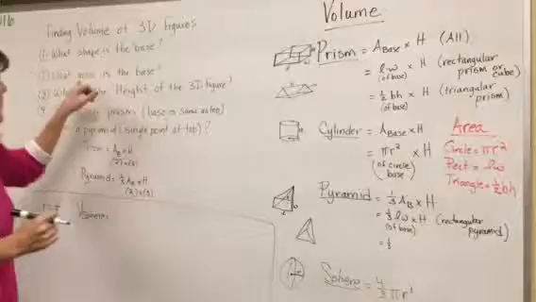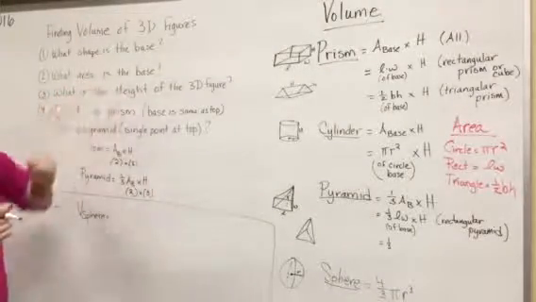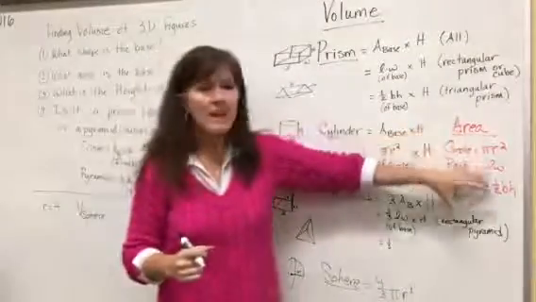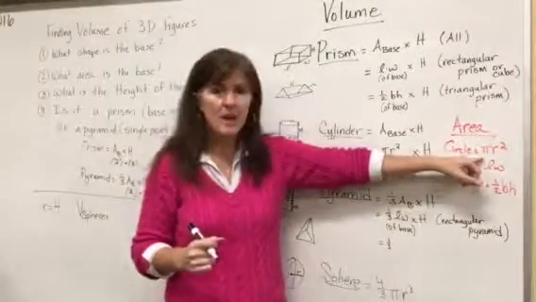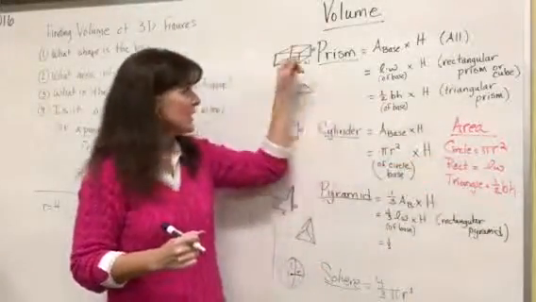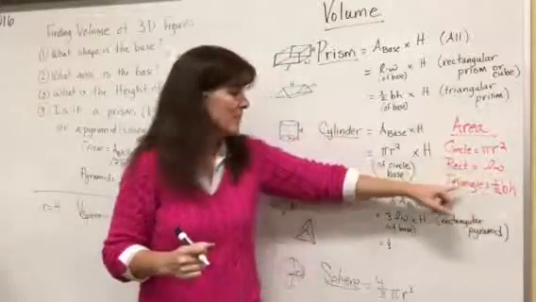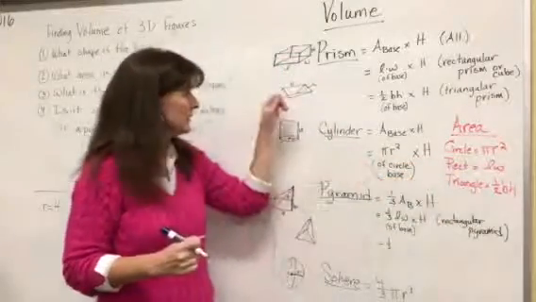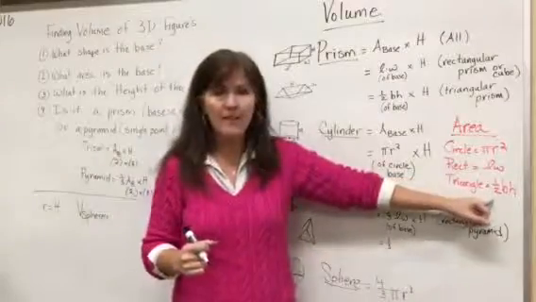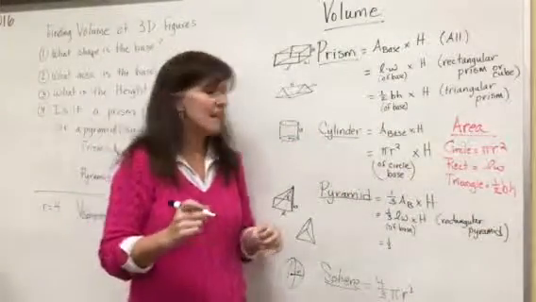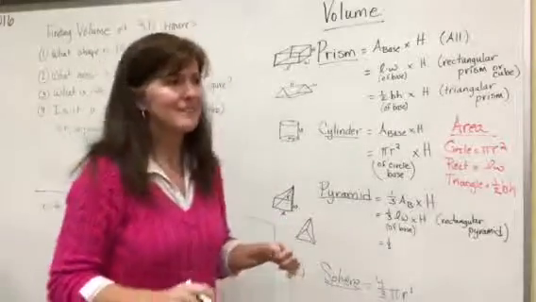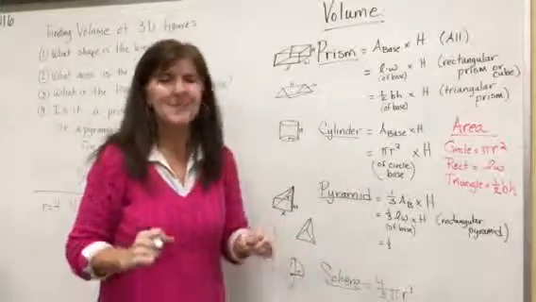The second question you want to ask is, what is the area of the base? And over here in red, I've highlighted the area formulas. If it's a circle, you use pi r squared. If it's a rectangle, you use length times width. And if it's a triangle, like that, you use 1/2 base times height.